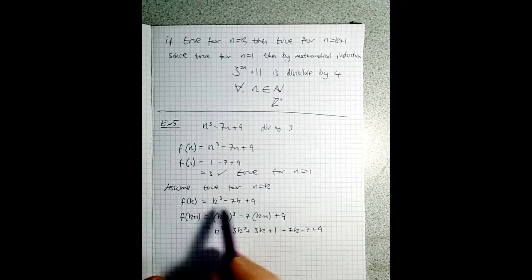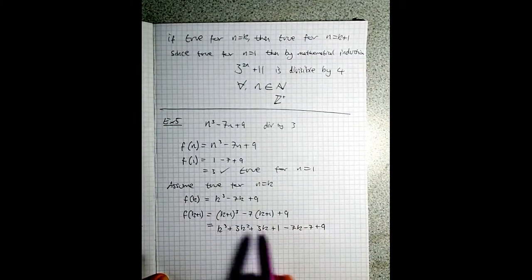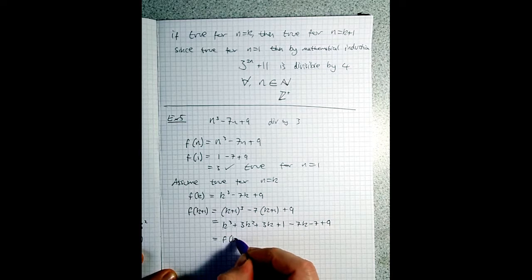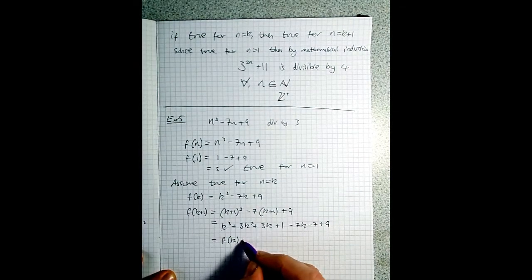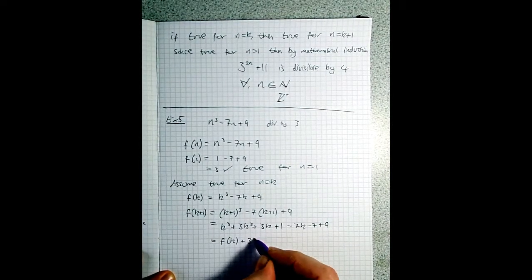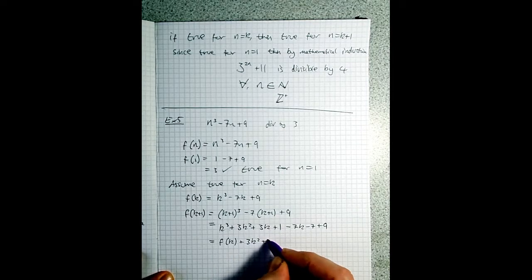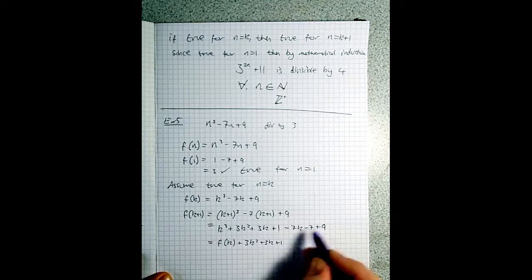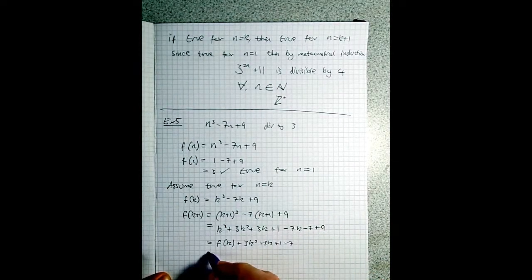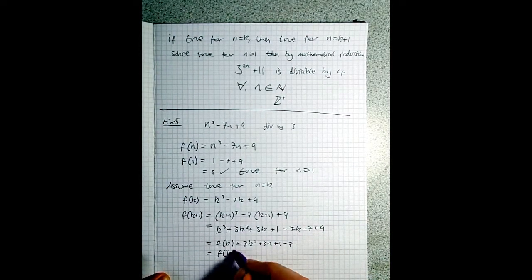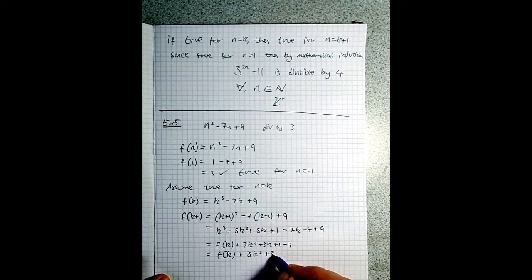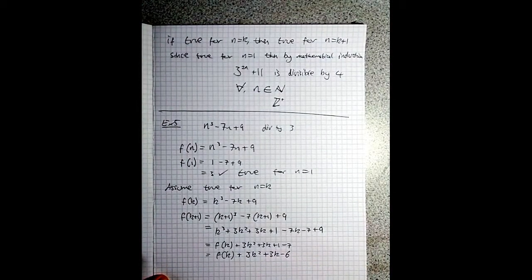Again, I want to take out an f of k if I can. Well, there's my k cubed minus 7k plus 9. What have I got left? I've got 3k squared left plus 3k. Didn't take out the 1, didn't use the minus 7. So f of k, add 3k squared plus 3k minus 6.